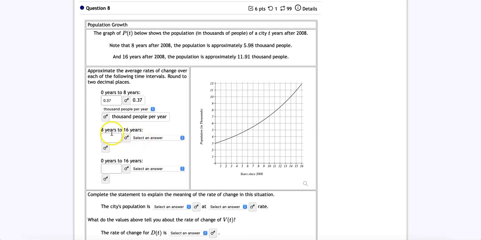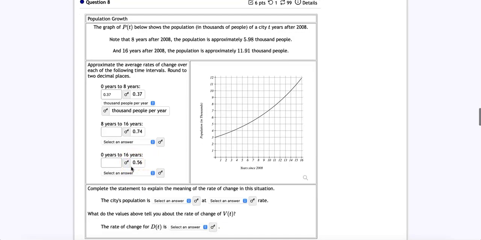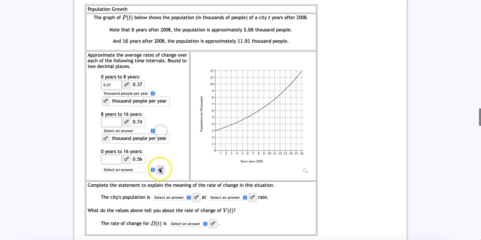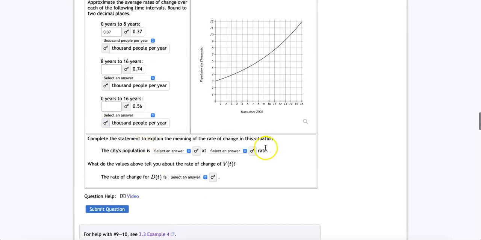The process for 8 years to 16 years is going to be the same. You're going to look at the slope from 8 to 16. Be sure to use the exact numbers that are listed in the description, and 0 to 16 will be the same as well. And what you'll find is that 0 to 8 had a slow growth, 8 to 16 had a fast growth, and that if we average over the course of 0 to 16, we're going to end up with something in between.